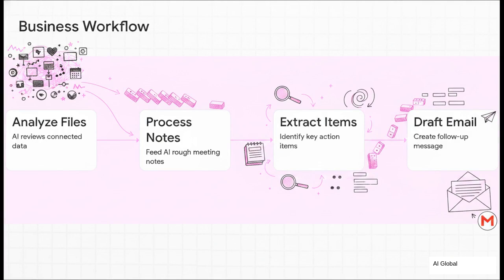You start by having the AI analyze raw data from your connected files. Then, you just feed it your rough meeting notes. The AI automatically extracts the action items from those notes, cross-references them with the context it got from your files, and immediately drafts a polished follow-up email to your team, ready to send.